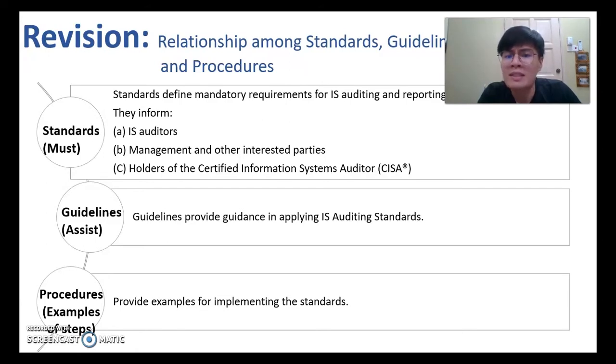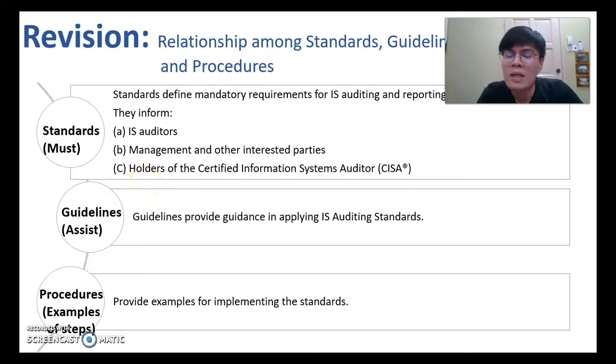Failure to comply with these standards may result in an investigation into the CISA holder's conduct by the ISACA Board of Directors or appropriate ISACA committee, and ultimately in disciplinary action.